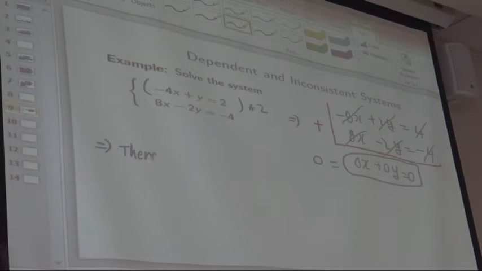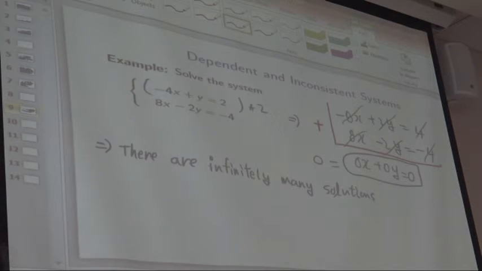There are infinitely many solutions. Because I can plug in any x value and y value, but still, they are equal to each other, right? So is that the graph of the two lines on top of each other? That's right. Yeah.